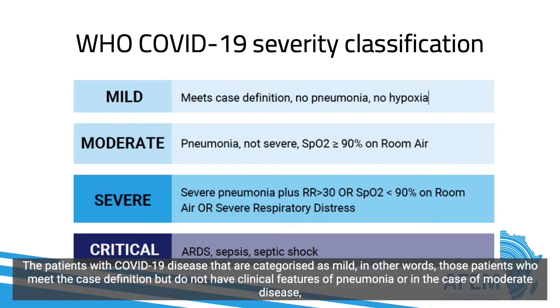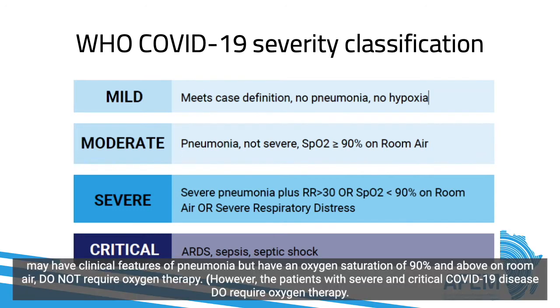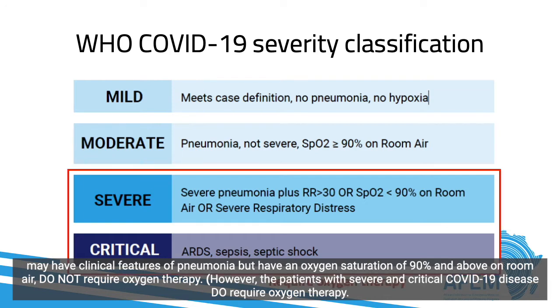The patients with COVID-19 disease that are categorized as mild, in other words, those patients who meet the case definition but do not have clinical features of pneumonia, or, in the case of moderate disease, may have clinical features of pneumonia but have an oxygen saturation of 90% and above on room air, do not require oxygen therapy. However, the patients with severe and critical COVID-19 disease do require oxygen therapy.